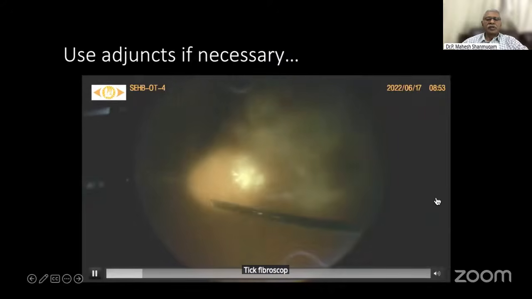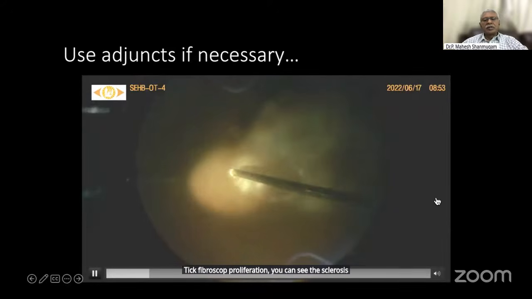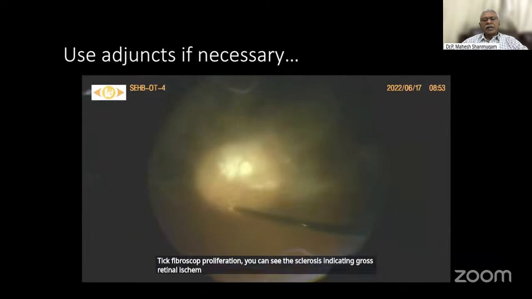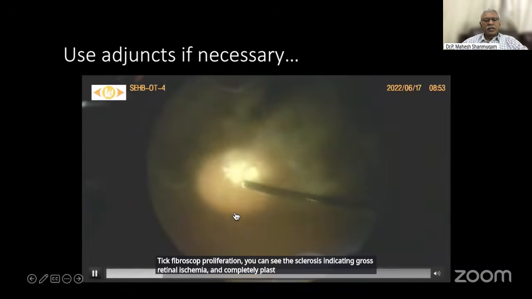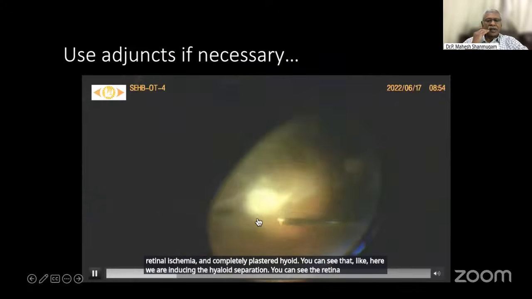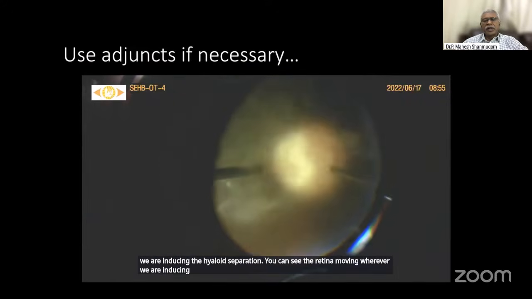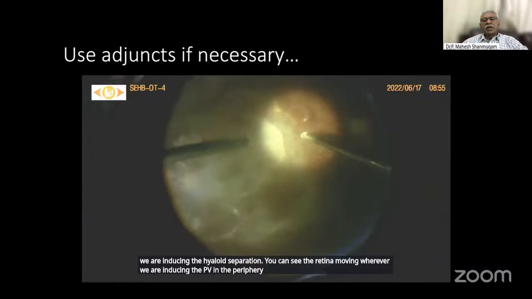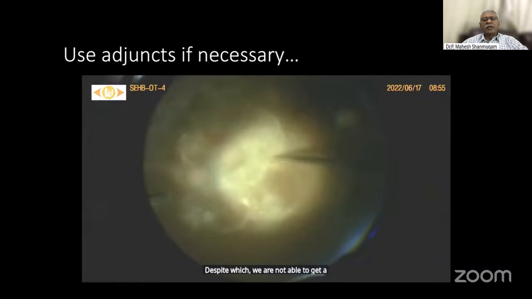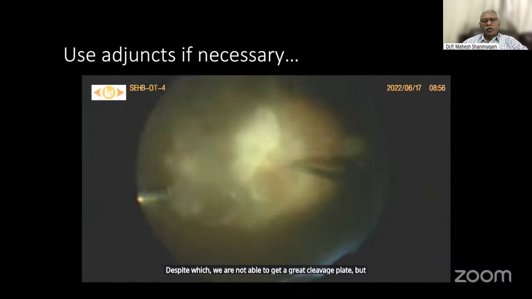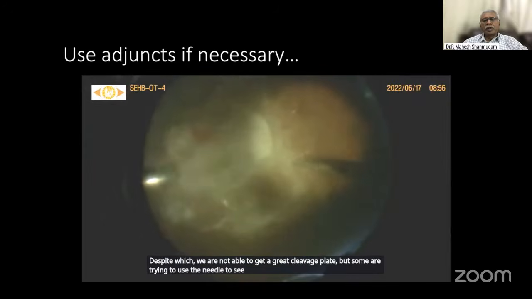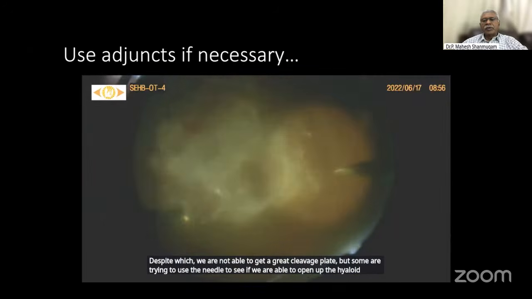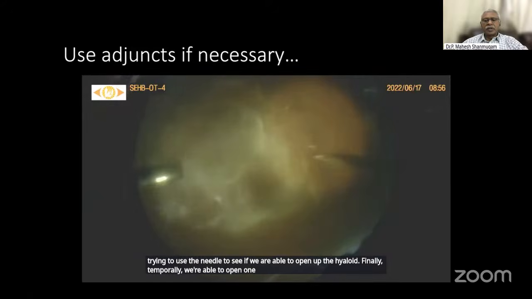You can see the sclerosed vessels indicating gross retinal ischemia and a completely plastered hyaloid. Here we are inducing the hyaloid separation. You can see the retina moving wherever we induce the PVD in the periphery, despite which we are not able to get a great cleavage plane. Somewhere we try to use the needle to see if we are able to open up the hyaloid. Finally, temporarily, we are able to open one area of hyaloid separation.